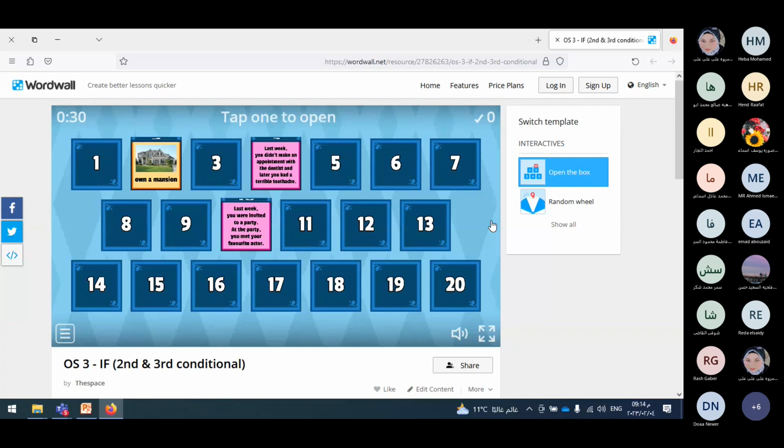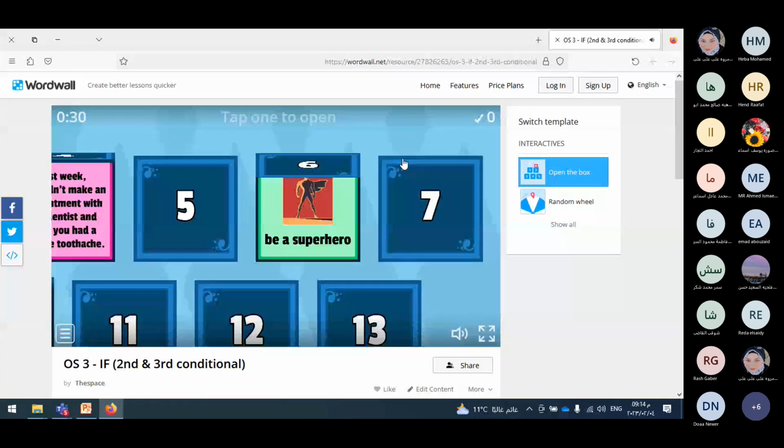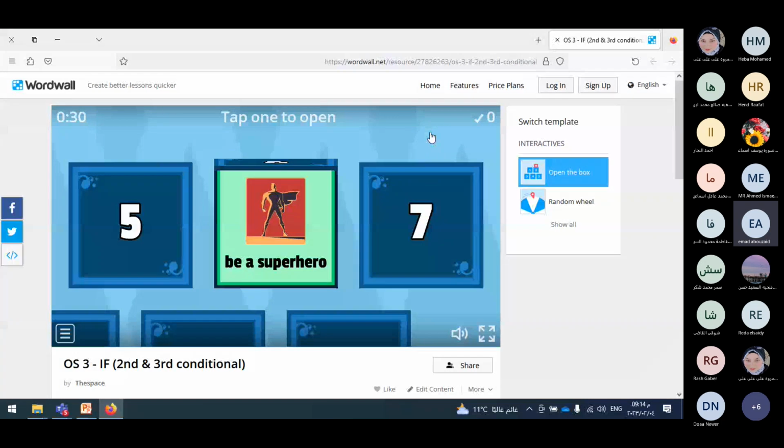Number 6. This is again a hypothetical situation. Can you see the situation here? Be a superhero. This is unlikely to happen in the present, and this is a hypothetical situation again.